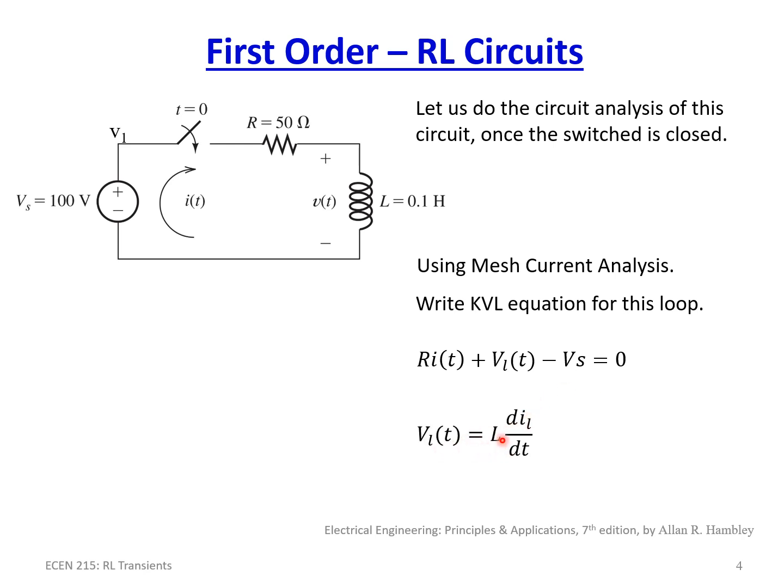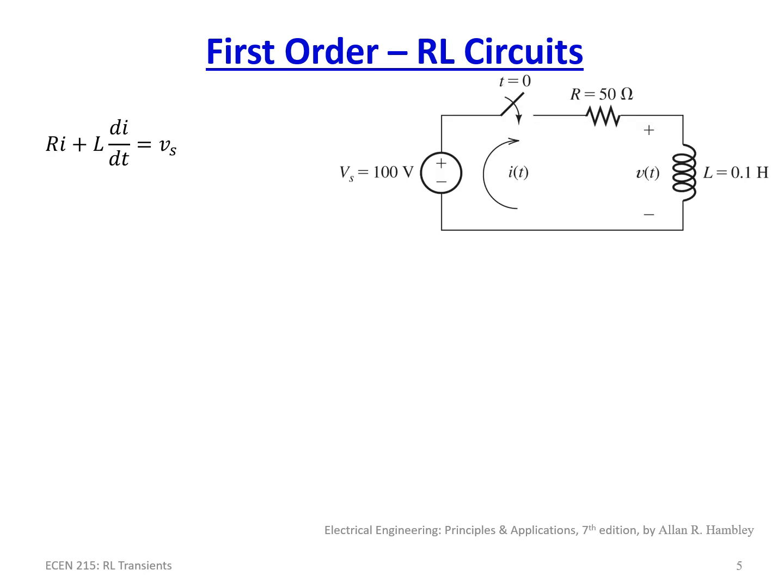Now we do know an equation for VL of t. VL of t is equal to L di/dt. So the derivative of the current going through the inductor, times the inductance value, in this case 0.1 henries, is equal to the voltage drop. So we just simply replace this. If we know what I of t is, then we now have a differential equation that we can go through and solve. So let's go ahead and apply this process to the circuit.